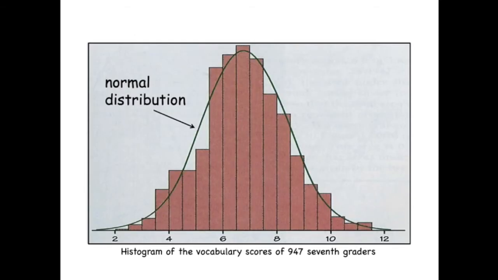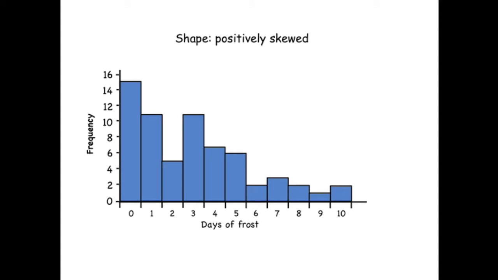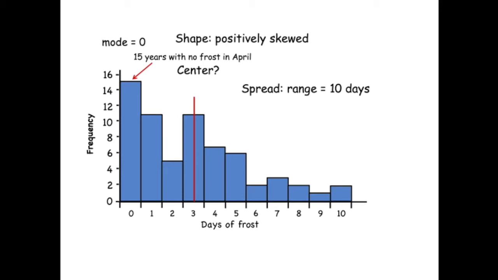A good way to visualize symmetry is to superimpose a normal distribution on the histogram. This shows the number of days of frost for the month of April over a 65-year time period. There is a small number of values, so there was no need to create categories. The distribution appears to be positively skewed. The median is somewhere around here, but the mode is 0, so it's not a good measure of central tendency. The range is 10 days, and there are no deviations from this overall skewed shape.